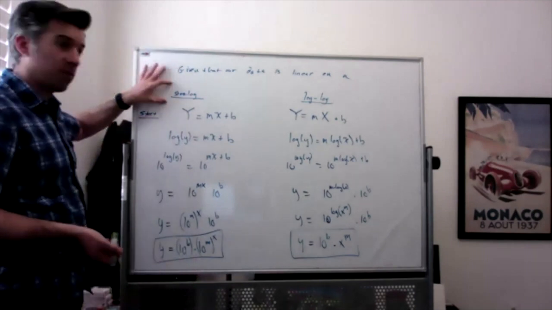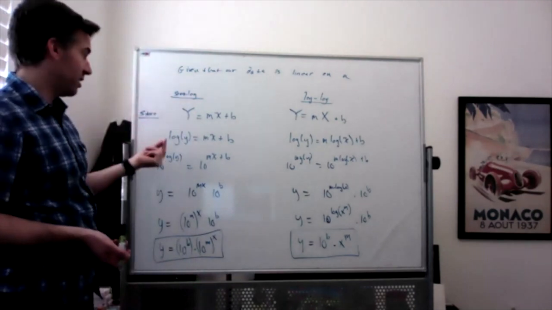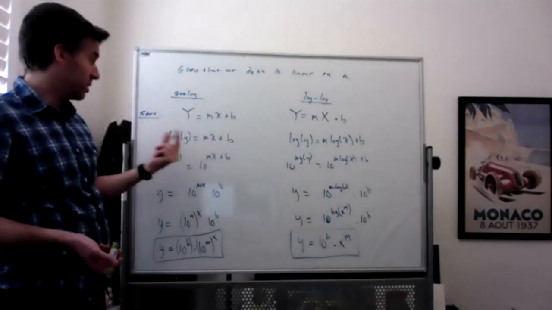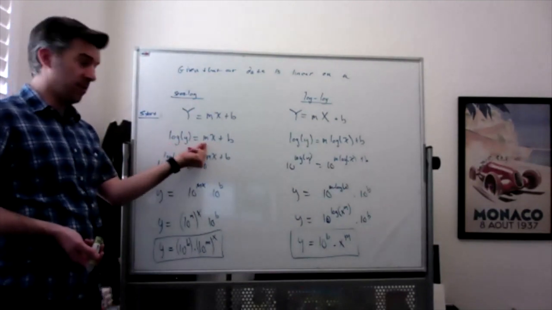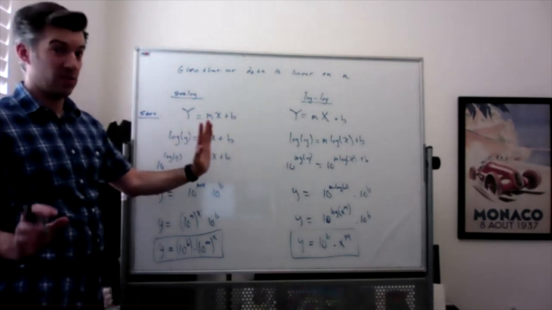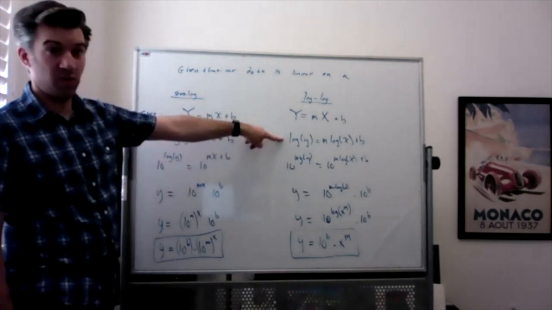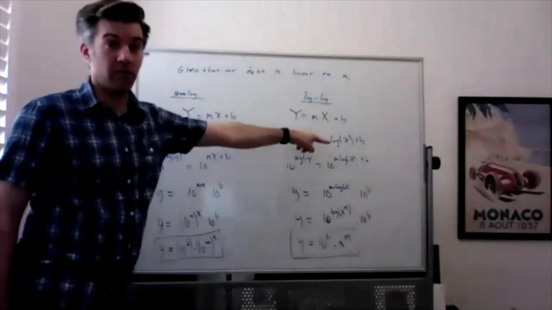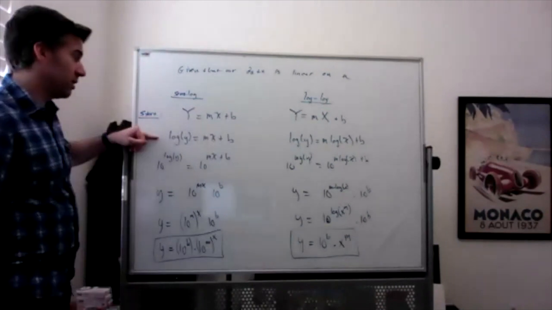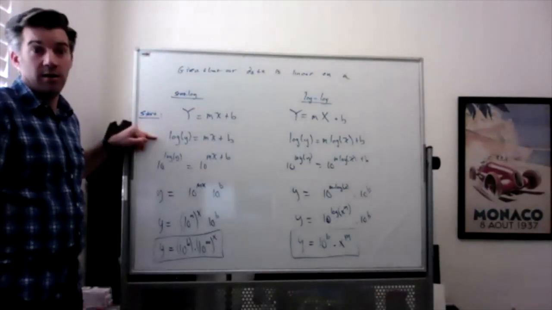If it's on a semi-log plot, we know we are plotting log of y versus regular x. So we start with log of y equals m times regular x plus b. Whereas if they said it was log-log, we would start with log of y equals m times log of x plus b. So there is a difference there. In this one, we start with this, and then we just solve for y.